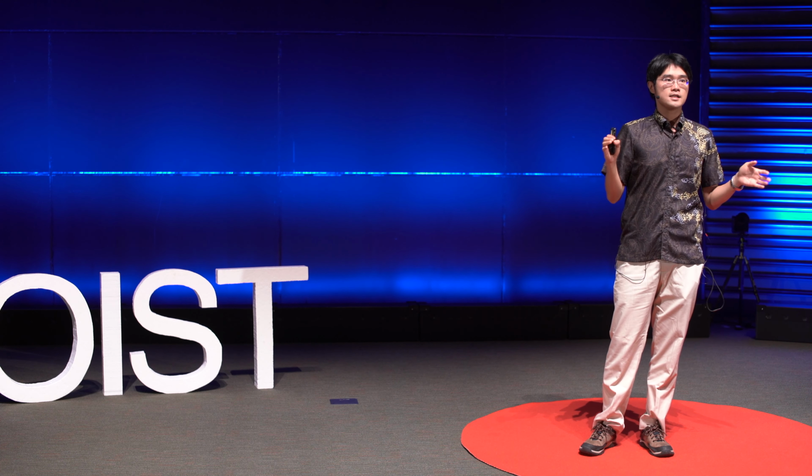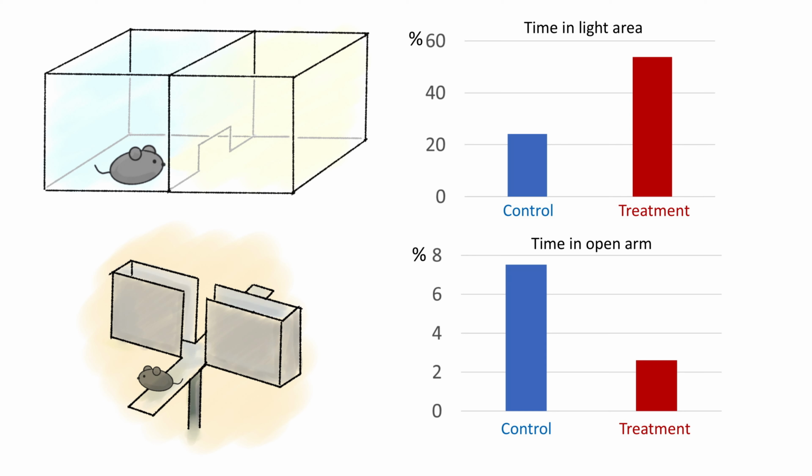While this behavior test has been developed for over 30 years and has lots of validation, it remains controversial. And this is the case I observed in my data. As you can see here, even when I provide the same treatment to a group of mice, compared to the controls, they spend more time in the light area, but they spend less time in the open arm. So this opposite result makes the interpretation of animal emotion inconclusive if you view it from the traditional way.